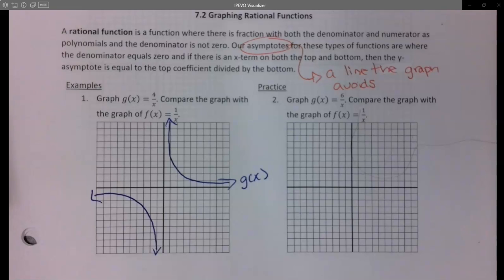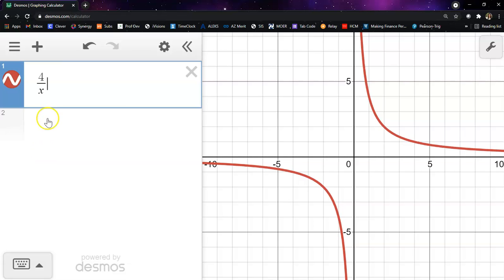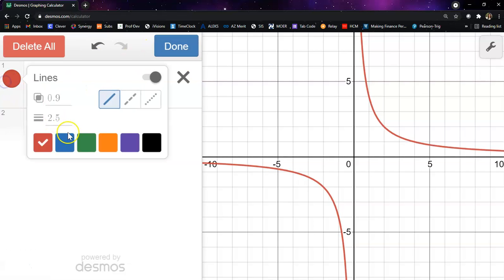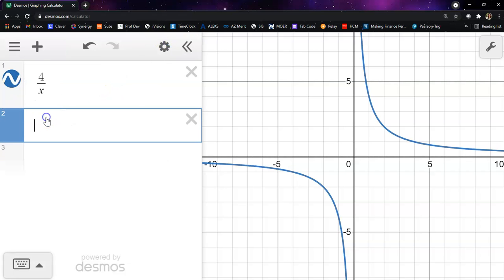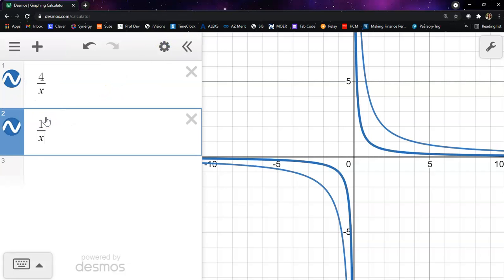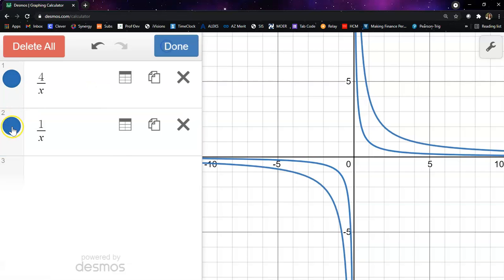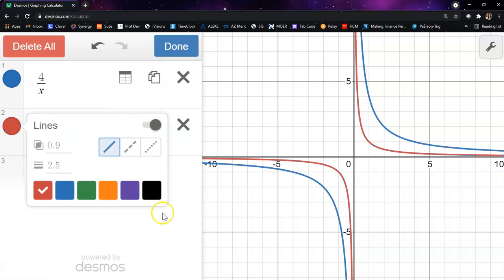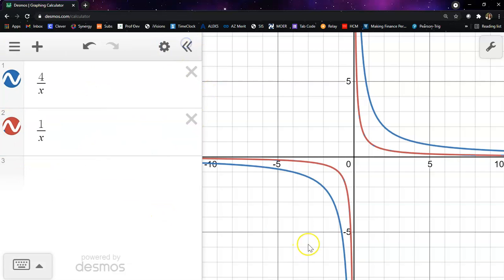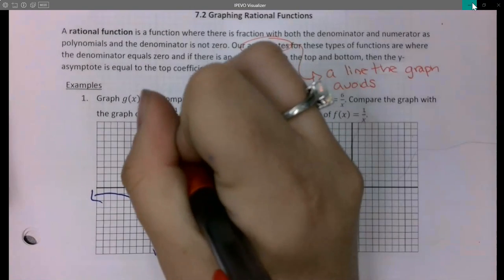Then it wants me to compare with f of x, so I am going to graph 1 over x. Oh, I wanted to change the color of that. I want to change the color of that one to match my pens. Okay, so 1 over x is the red one. I'm going to sketch that on my paper.